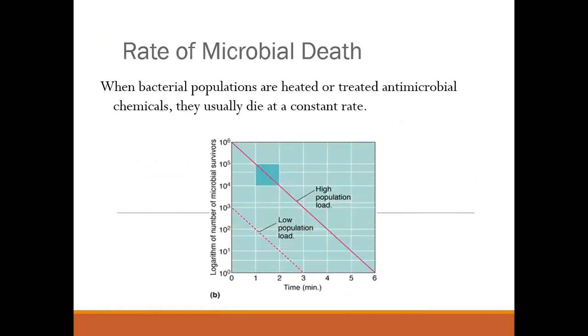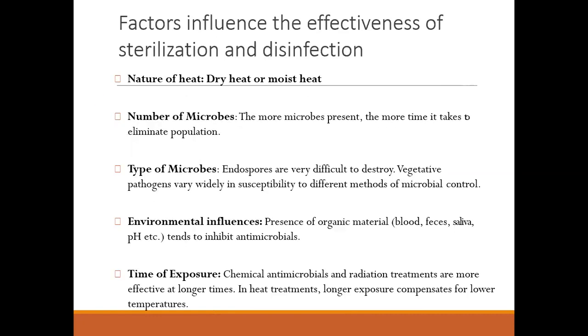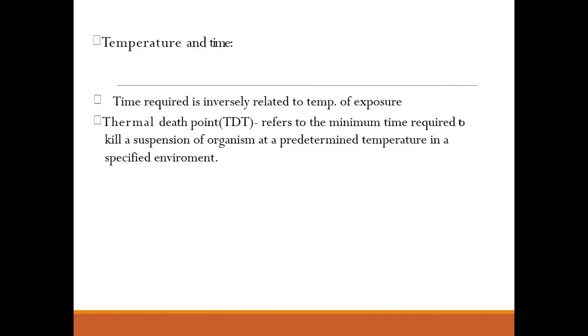So my dear students, if your examiner asks what are the factors influencing the effectiveness of sterilization and disinfection, first you tell the nature of heat, the number of microbes, type of microbes, environmental influences, time of exposure, and lastly the temperature and time. First you will give this heading, then you will describe the remaining part. Okay, my dear, hopefully you understand.